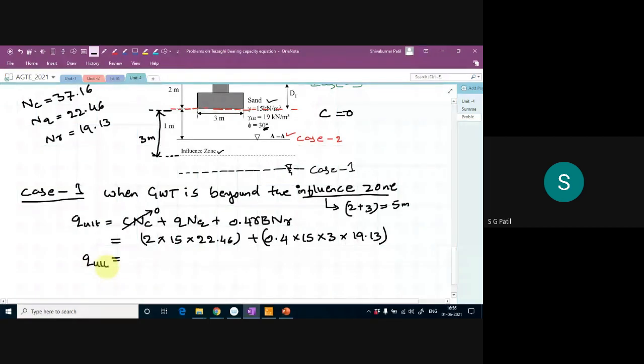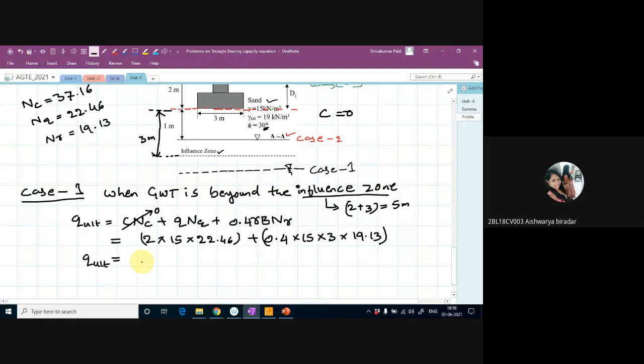Q ultimate is 1018.14 kilopascal. Okay, now case 2 we'll discuss.